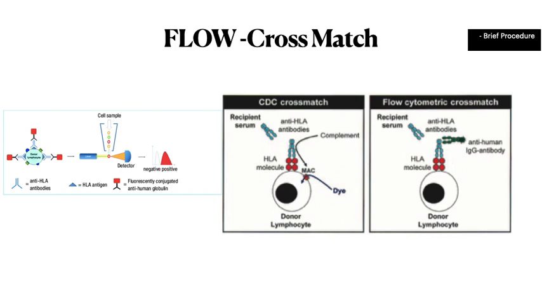Here the technology is that the recipient serum is mixed with the donor cells and also an anti-human immunoglobulin. But in this case, it is tagged with a fluorescent. So unlike CDC, where complement is added, in flow cytometry cross match the fluorescent tagged anti-human immunoglobulin is added, and complement is not added here.